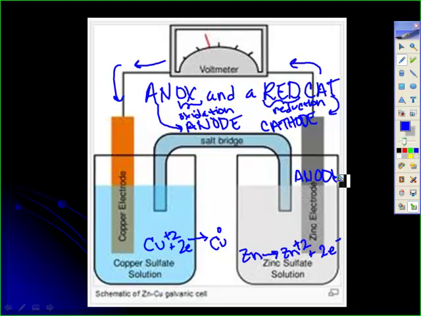The zinc electrode is the anode. And because this is where reduction happened, the copper electrode is called the cathode. So those are specific names for the electrode depending on what process is occurring there. So an ox and a red cat.